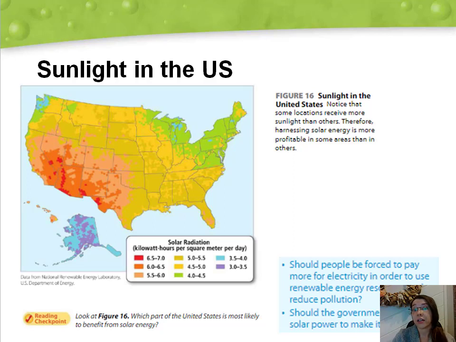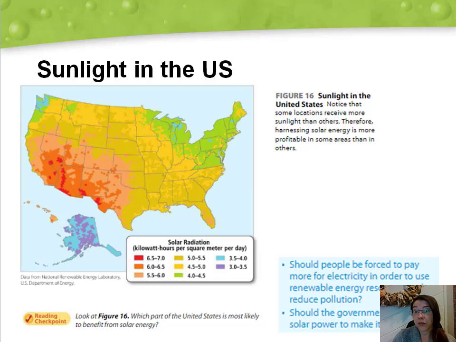So let's look at figure 16. We can see here the sunlight distribution within the United States. So this shows us solar radiation in kilowatt hours per square meter per day. And you can see the range of colors, which we have very little blue or purple on our map, with the exception of Alaska.